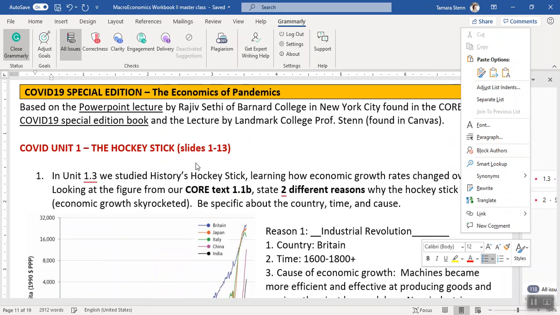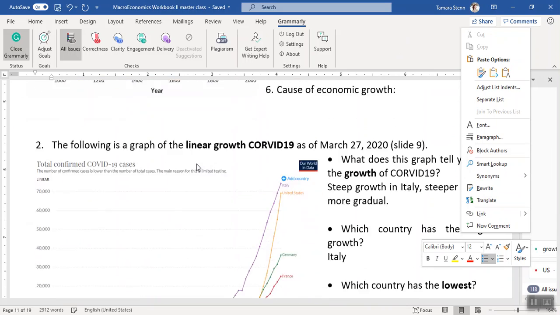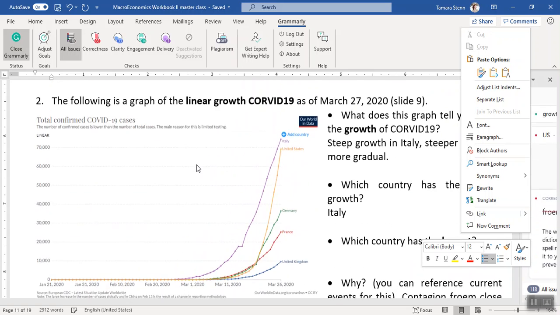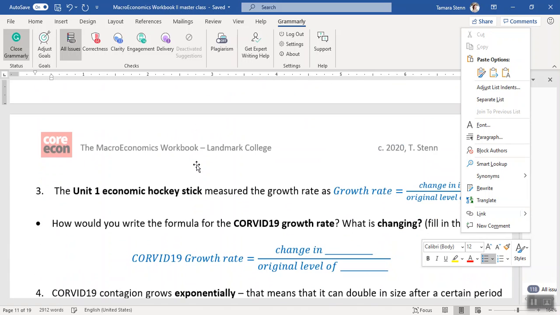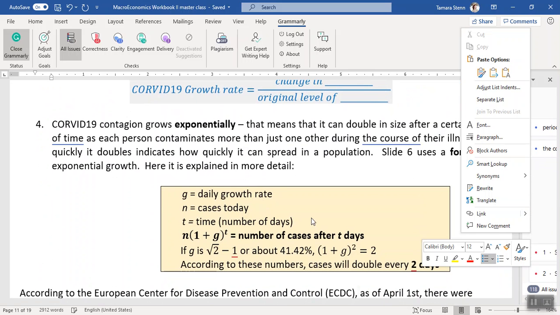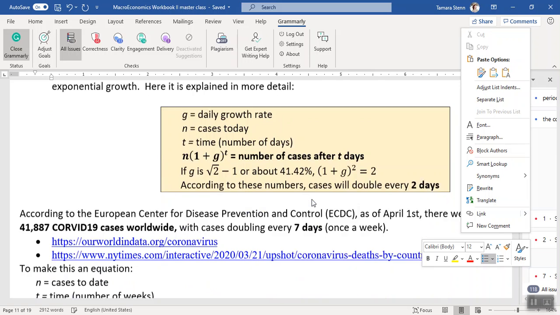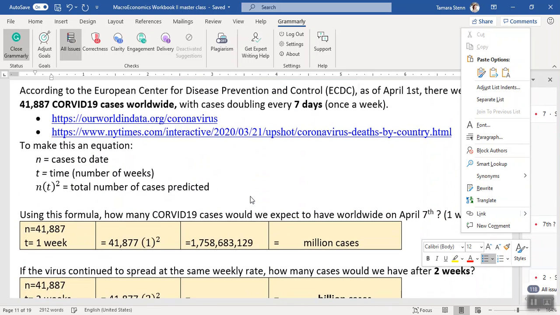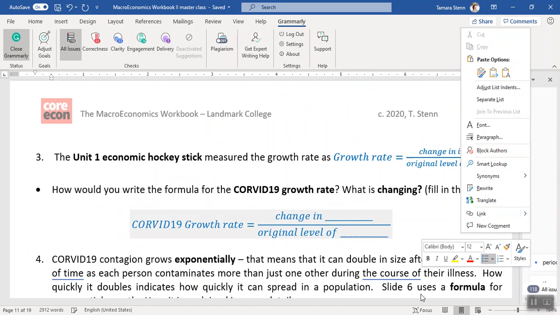We've looked now at the hockey stick number 1 and number 2, these linear models, and now we're going to move into the exponential and look at how we understand growth rate and numbers per day, and we're going to look at the logarithmic models. So I'm going to take a break and post this, and then I'll be back.